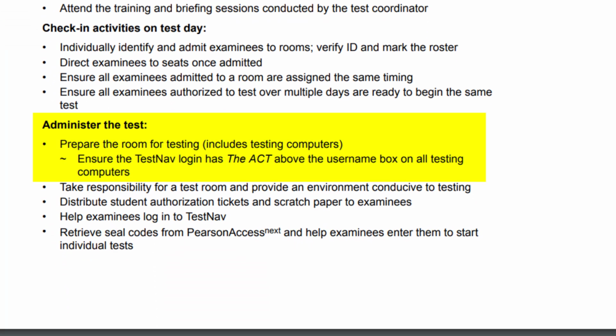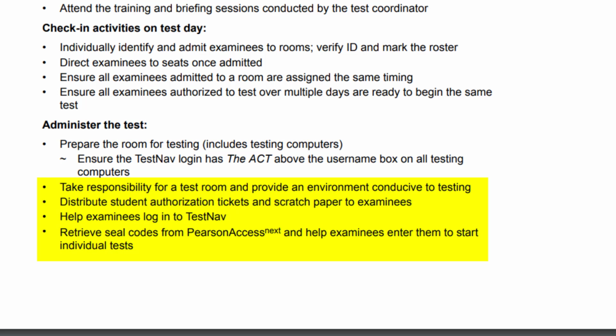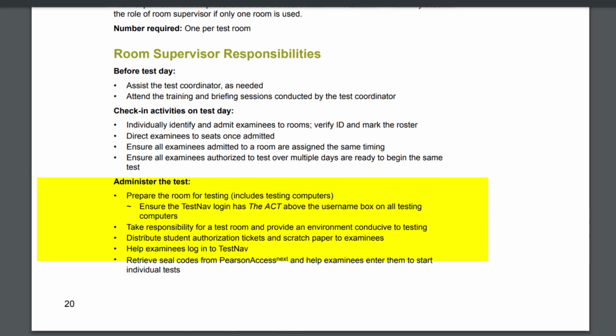Administer the test. Prepare the room for testing, which includes testing computers. Ensure the TestNav login has the ACT above the username box on all testing computers. Take responsibility for a test room and provide an environment conducive to testing. Distribute student authorization tickets and scratch paper to examinees. Help examinees log into TestNav. Retrieve seal codes from Pearson Access Next and help examinees enter them to start individual tests.